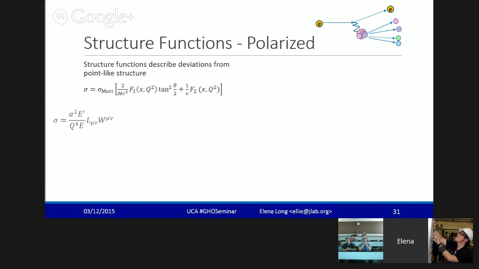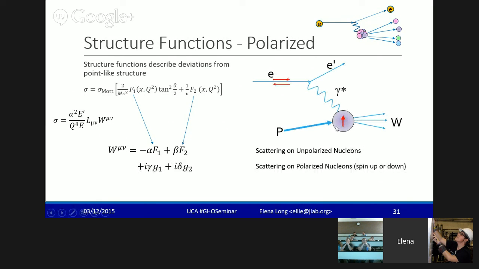Luckily, we can get more information out of this. If we take, again, this mock cross-section with this F1, F2, we can rewrite it in a slightly different way with this W, which is a hadronic tensor, which I don't really want to get into much, except that this F1 and F2 come down, just a different way of writing the same thing. So if we have unpolarized nucleons, this W term has this F1, F2 that we're already familiar with. But if you polarize the nucleons, so if we polarize either the beam or the target, you get 2 new structure functions, these G1 and G2.